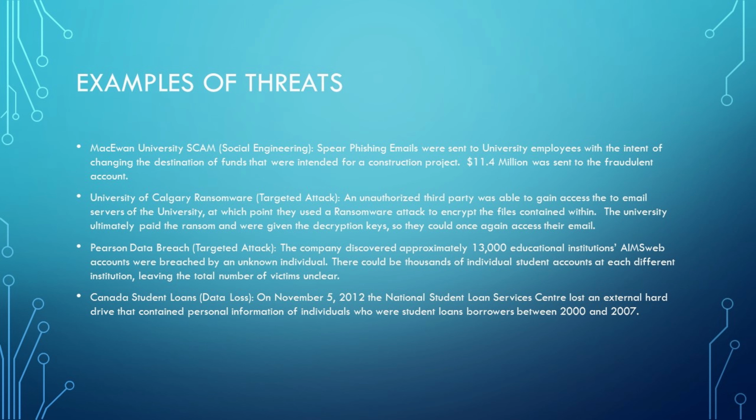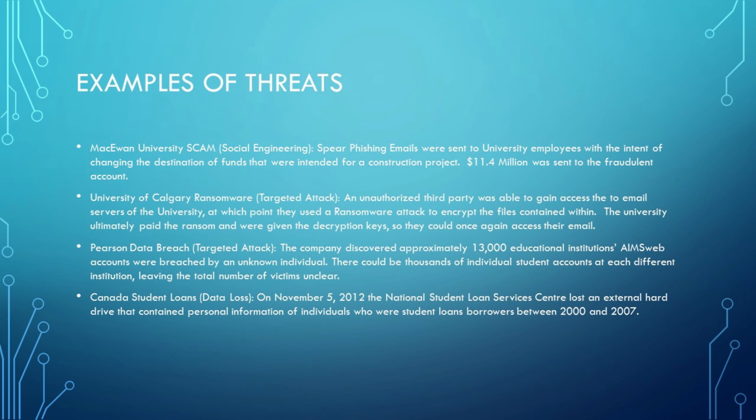The university ultimately paid the ransom and were given the decryption keys so they could once again access their email. So this was both a targeted attack and a technological attack. They breached in somehow using a technology exploit to gain access to the email system. Once they were into the email system, they encrypted it, basically locking it, and then requested payment to unlock the email system so that staff and faculty could regain access to their emails again. It's another example of a pretty bad one.